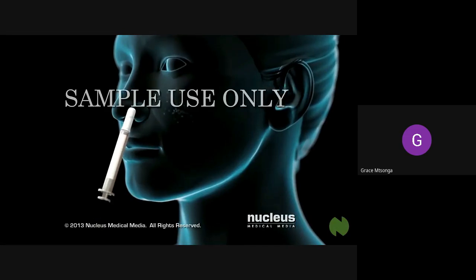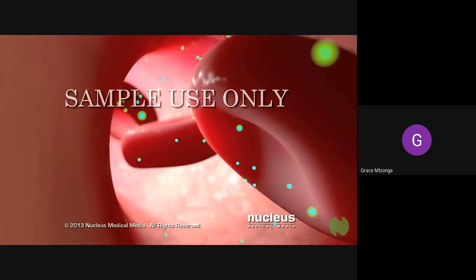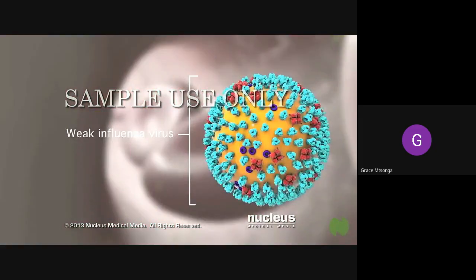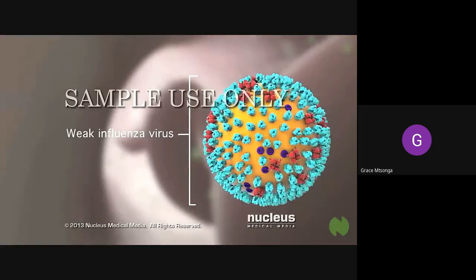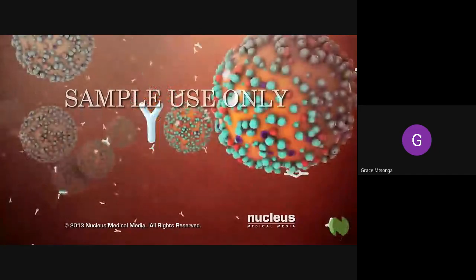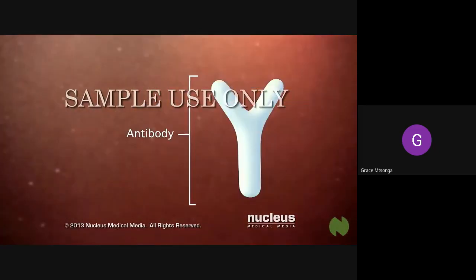The vaccine exposes your body to several types of the influenza virus that are too weak to cause infection, but just strong enough to stimulate an immune response. Within 2 weeks, cells in your immune system make markers called antibodies, which are specific for only the types of flu you were exposed to.